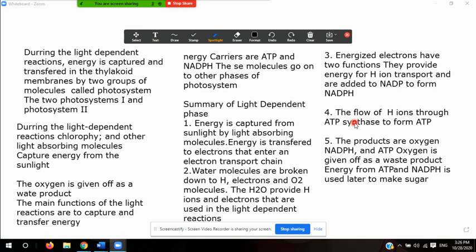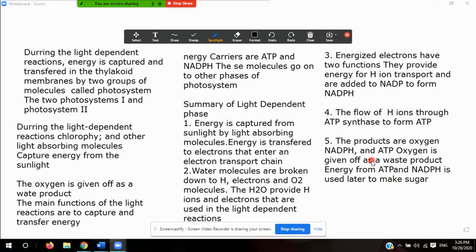The fourth step says that the flow of hydrogen ions through ATP synthetase, which is an enzyme, forms ATP. And then the last step of the light dependent reaction is that the products are oxygen, NADPH, and ATP. And again, oxygen is given off as a waste product. Energy from the ATP and NADPH molecules is used to make sugars.